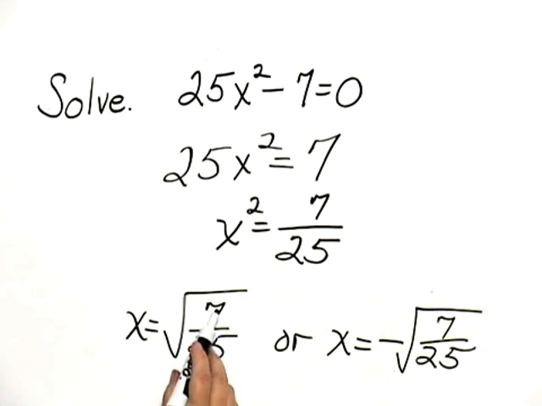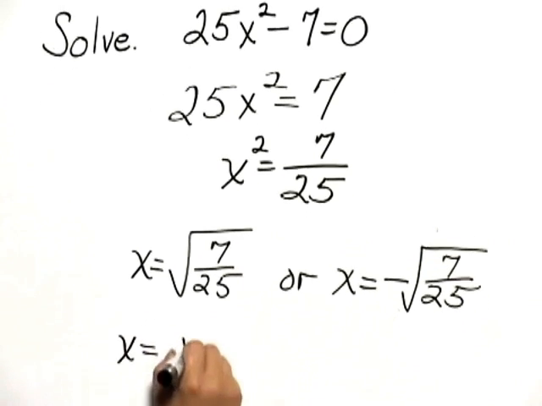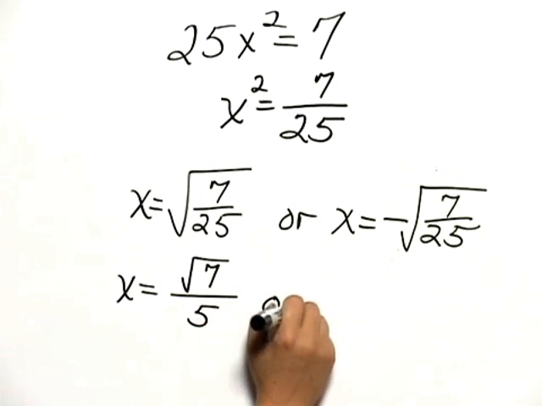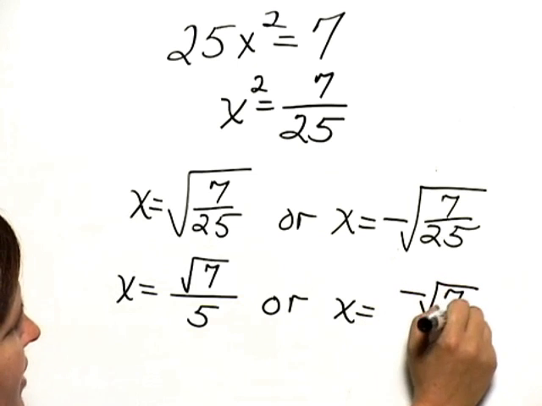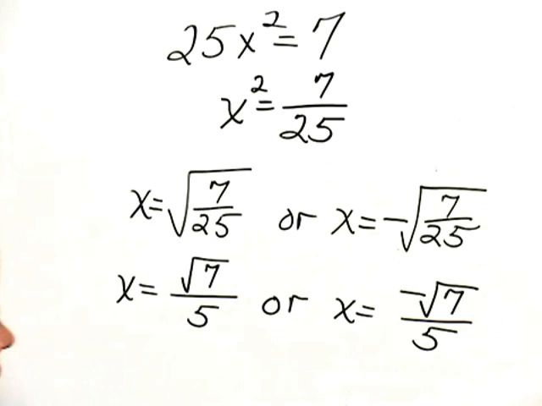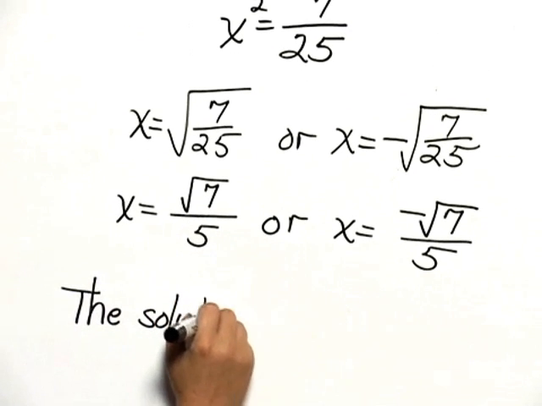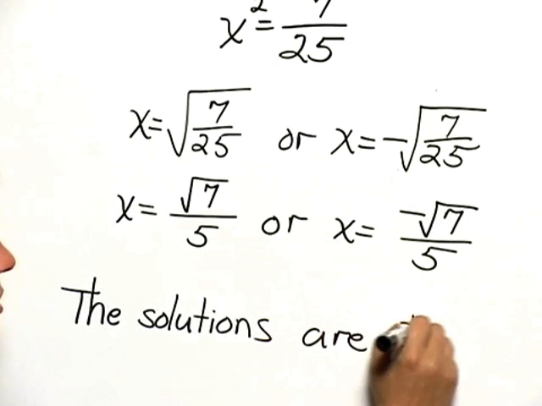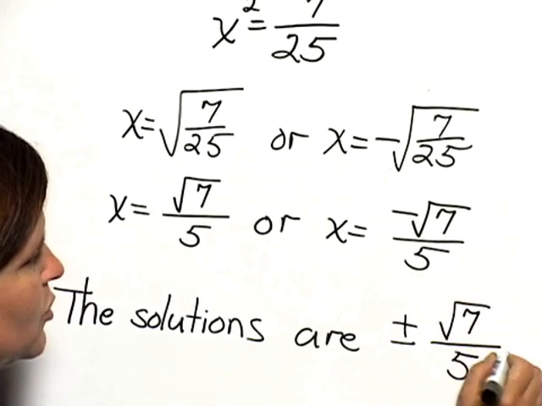We can take the square root of the denominator separately, which would give us x equals the square root of 7 over the square root of 25, which is 5, or x equals the opposite of the square root of 7 over 5. These are the two solutions. They're often written with an abbreviation as plus or minus. So we can say the solutions are plus or minus the square root of 7 over 5. This represents two solutions.